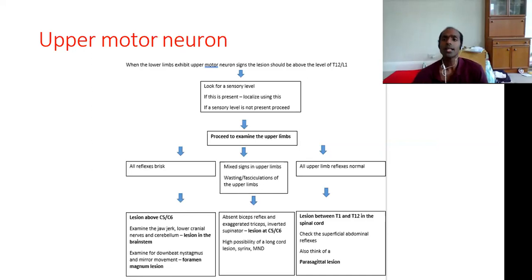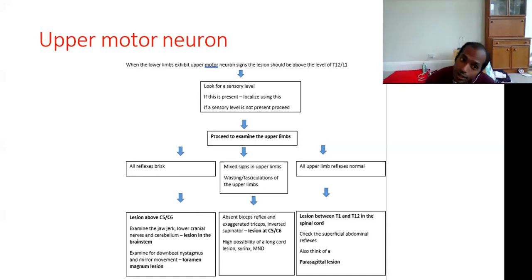Now take another scenario. You went to the ward, examined the legs, and both legs are brisk. So we know this must be a spinal cord lesion, most probably above L1. There's no sensory level. What do you do next? Upper limb reflexes. All the upper limb reflexes are brisk.